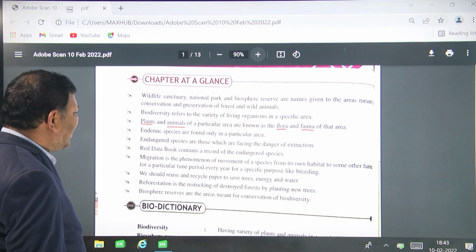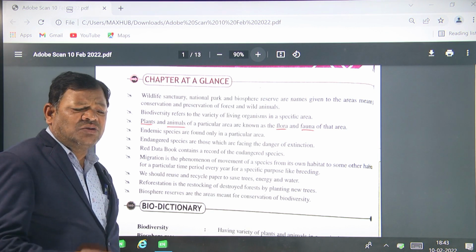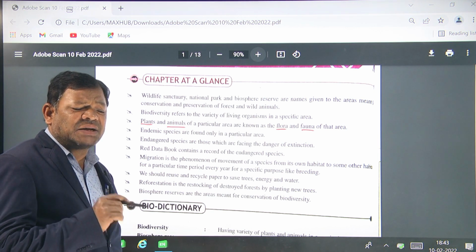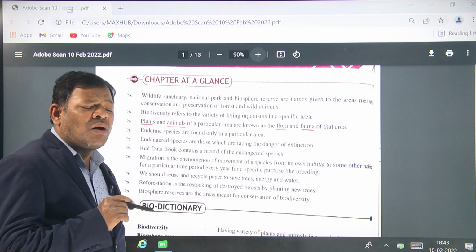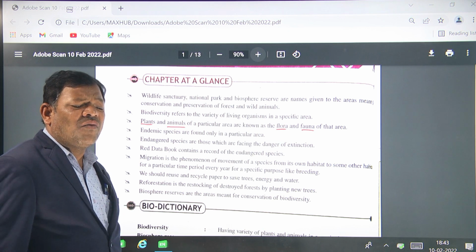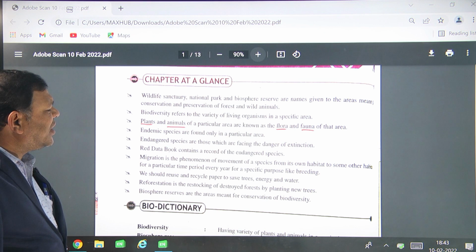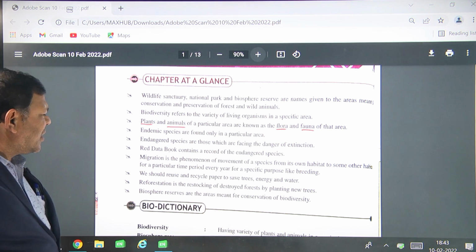Next, the Red Data Book contains records of the endangered species. Actually for endangered species a separate book is there. Worldwide, according to the International Union for Conservation of Nature, the Red Data Book contains a record of the endangered species.